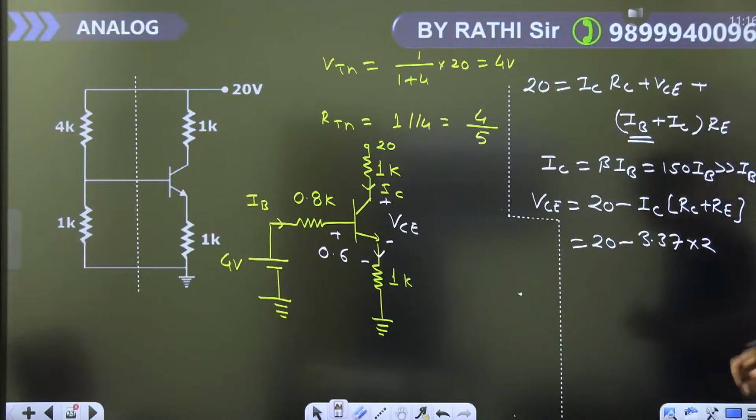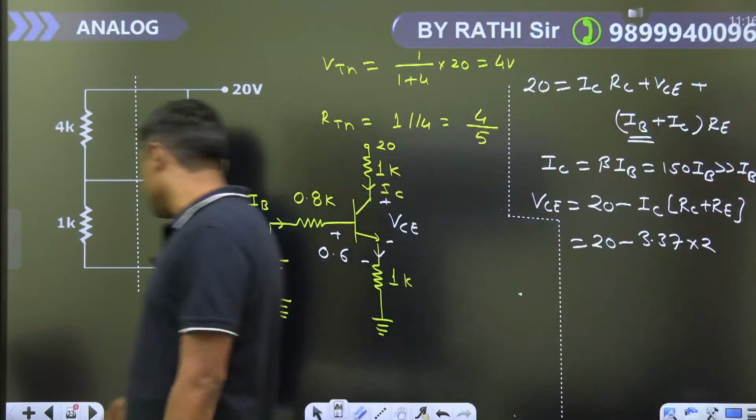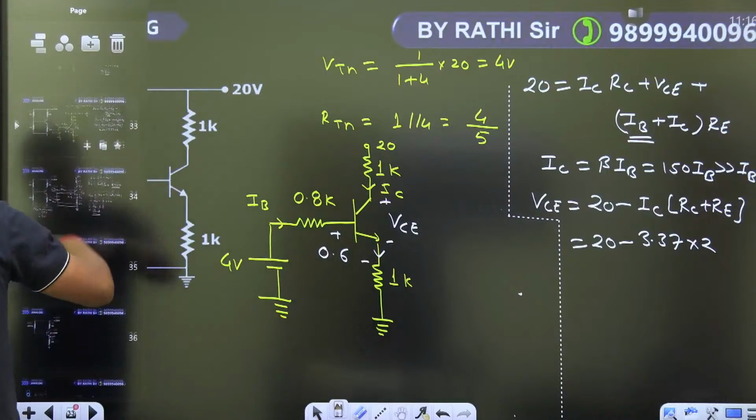Self bias circuit. Self bias circuit. Up to this point, any doubt? Then yes, you can ask.